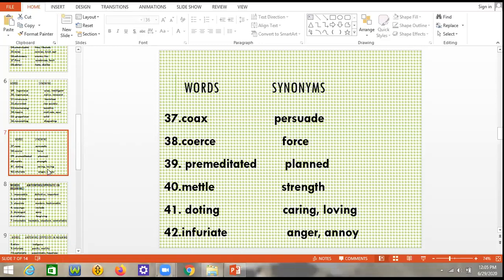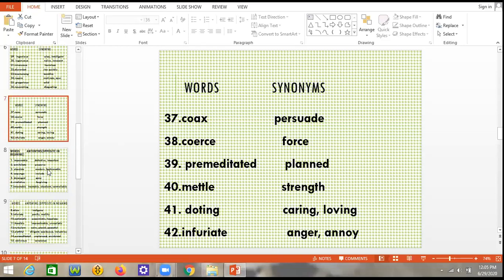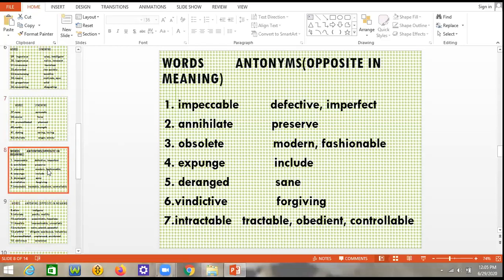So we are going to antonyms. Antonyms, opposite in meaning. So you will still be seeing some of the words that we discussed in synonyms. You see them here, and then we'll look at their opposite. So we have impeccable.